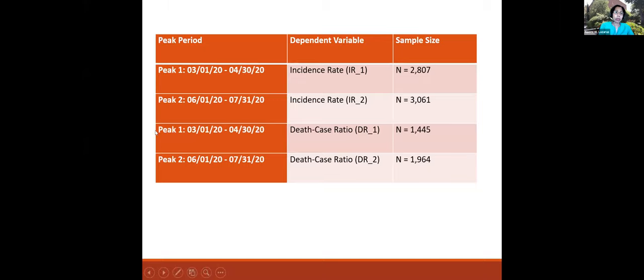So for example, if you look at the second row of information, that is the data for incidence rates for the second peak period, and the sample size there was around 3,000 features. And in the last row, you will see that this is the data for death to case ratios for that peak period too. And the sample size was around 1,964 features.